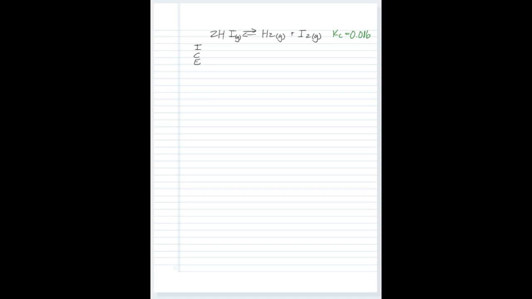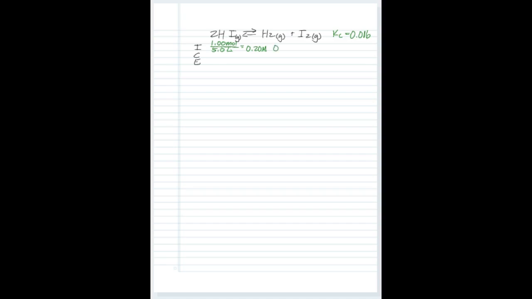So the first piece of information we're given is that we're introducing 1 mole of HI into a 5-liter flask, and this will give you 0.2 molar. Okay, so we know our initial concentration of HI. It's given to us in the problem. What we don't know is the change in the equilibrium concentrations. And so we're going to introduce our HI into our flask.